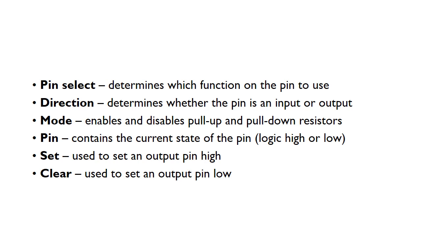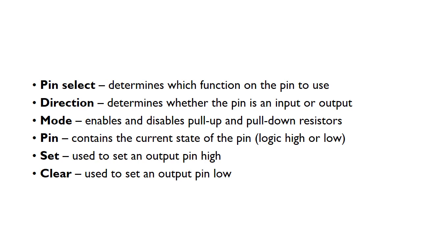The pin select register determines which function on the pin to use. We saw before that some pins have multiple functions, so by writing specific bits in the pin select register, we can control which function to use on a specific pin. There's also a direction register, which determines whether the pin acts as an input or an output. We've already seen that general purpose pins can be both. For example, if you write 0 to a particular bit, the pin will be an input, and if you write a 1, it will be an output. There's also a mode register, which enables and disables pull-up or pull-down resistors, and we'll see this a bit later.